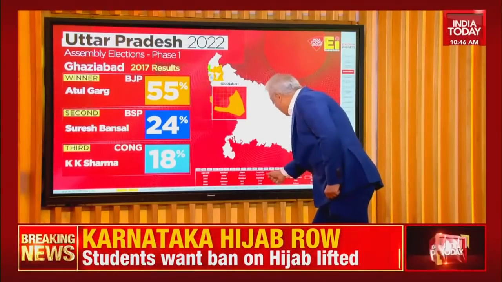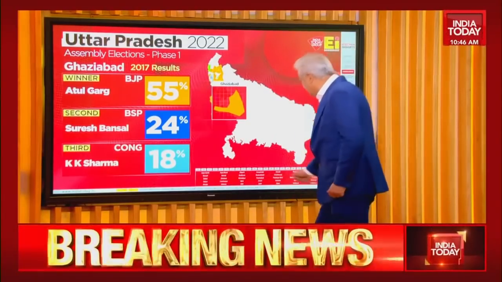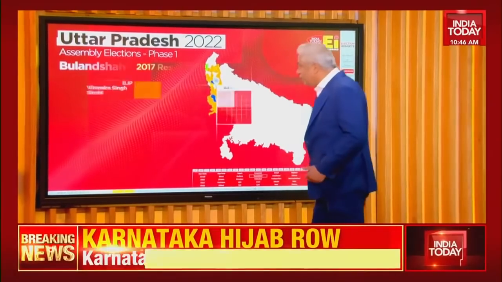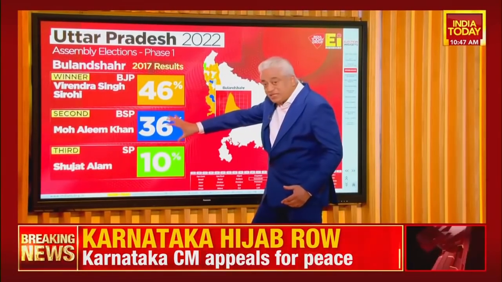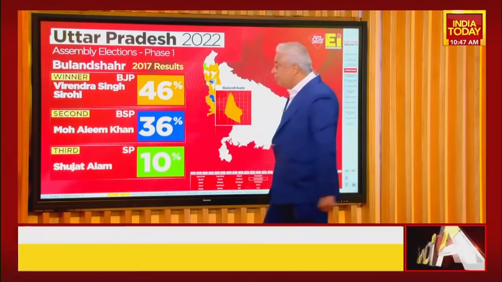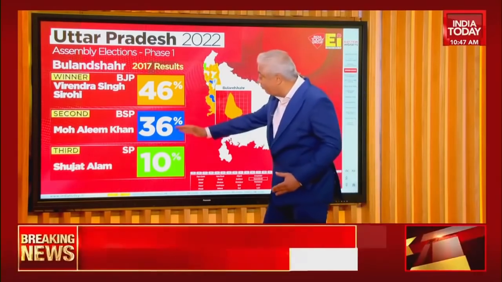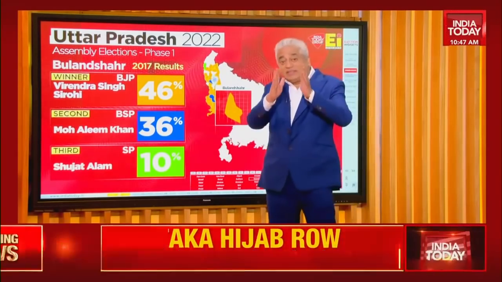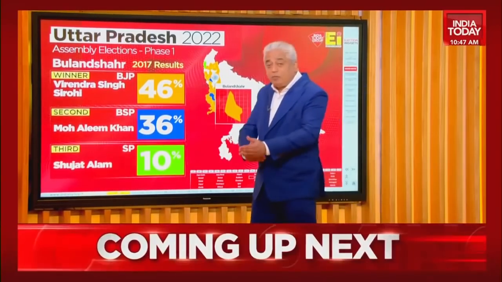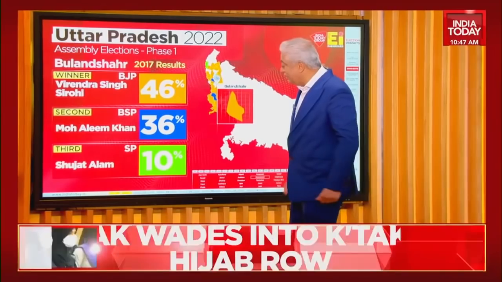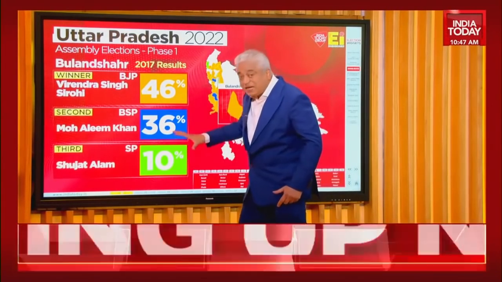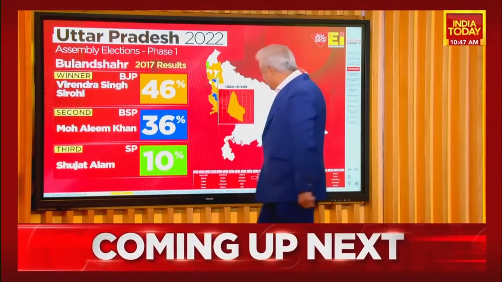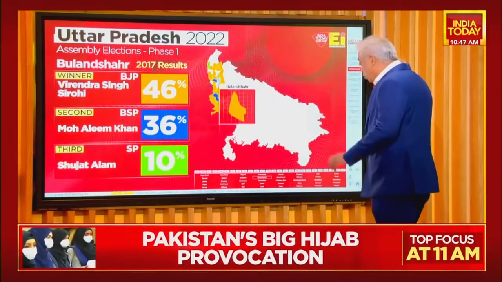Bulandshahar used to be at one time an area where the BSP would do very well. But remember what happened last time. Margin was 10%. So these are the kind of seats where the BSP must hope. But remember, the BSP-SP vote is divided. And there are those who believe that this was the election possibly for Akhilesh and Mayawati to tie up, because if they tied up, they'd have a better chance. But these are the seats that particularly the BSP will look at very closely.